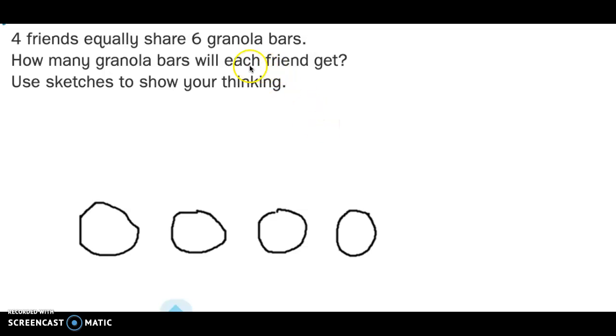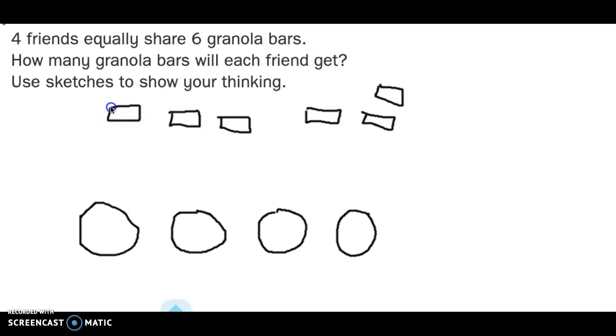And how many granola bars do I have? I have 4 friends and 6 granola bars. So here's a granola bar. Here's a granola bar. Here's a granola bar. Here's a granola bar. Here's a granola bar. And here's a granola bar. So 1, 2, 3, 4, 5, 6 granola bars.